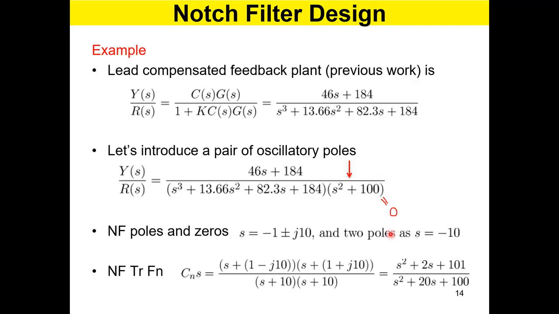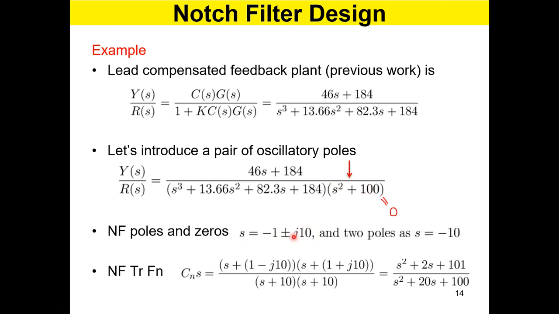I have introduced two unmodeled poles to the plant to create this problem. To compensate the plant against these sustained oscillations, I need to put a notch filter. The poles and zeros of the notch filter are like this: -1 plus or minus J10. So this is the pair of zeros to compensate for this one.